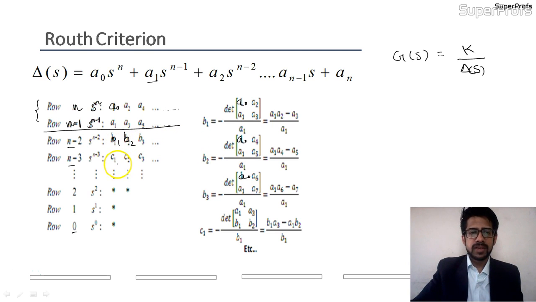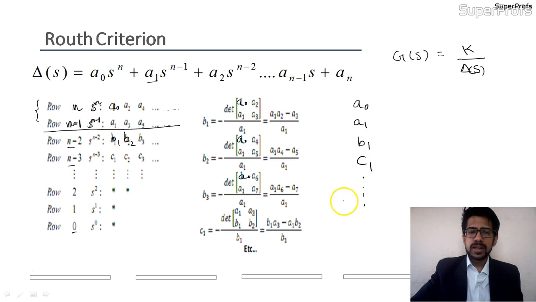Then c1 will be equal to these functions. So b1 into a3 minus b2 into a1 will give us c1. So you have to use the previous 2 rows to calculate the determinants and put the negative sign. You will have to calculate the elements till the row s raised to 0, and once you get these coefficients as a0, a1, then you get b1, c1 and so on.